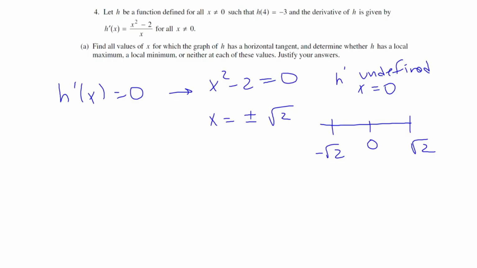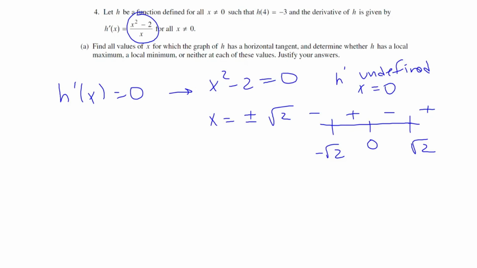Make a sign chart, right? And say, well, if I plug in something between 0 and root 2, like 1, we end up with 1 squared minus 2, which is negative, over a positive 1. So we get a negative here. And if I put in something like negative 1, we get a negative over a negative, which is positive. And if I put in something more than root 2, like a million, we get a positive over a positive. And something like negative million, we get a positive over a negative. So we can see that we have 3 sign changes, which means we have 3 maxima and minima.